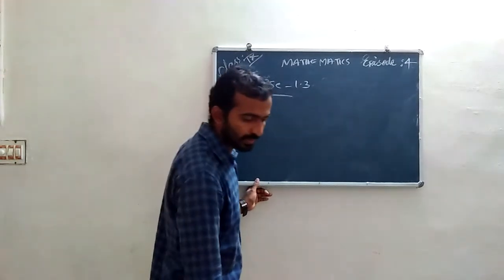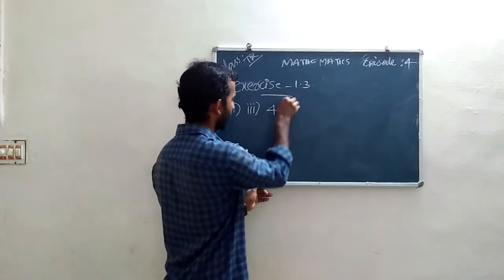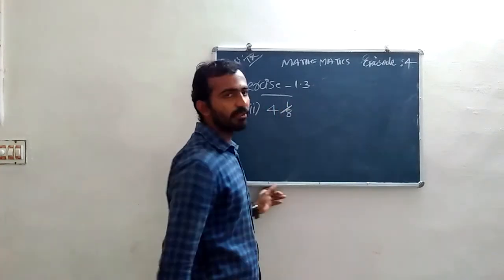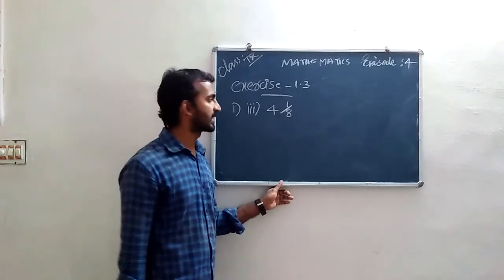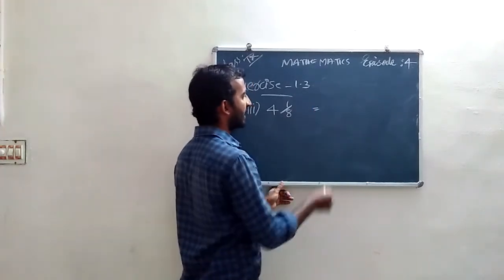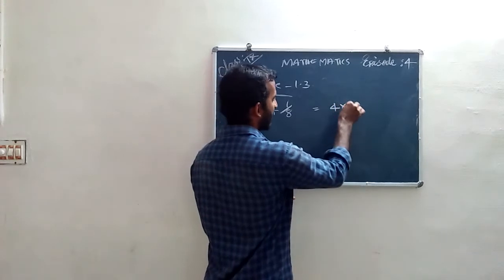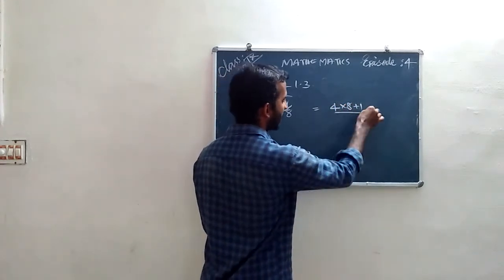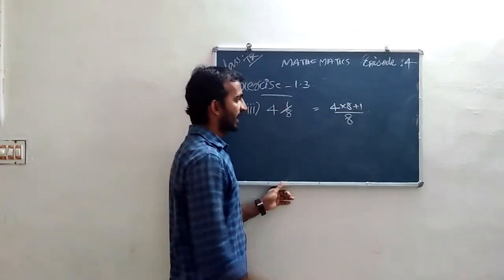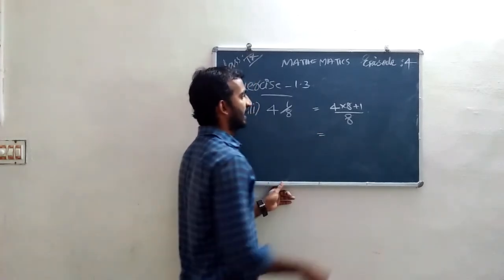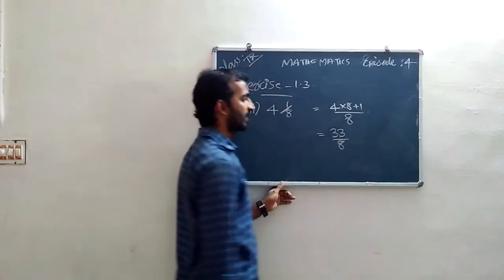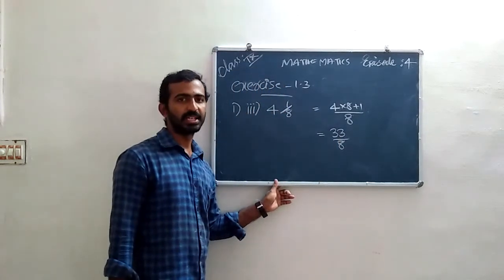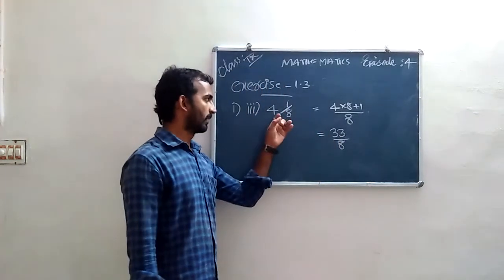Next question is 4 and 1 by 8. That is a mixed fraction. We can find 4 into 8 plus 1 divided by 8, that is 33 by 8. This is the original form of this one.